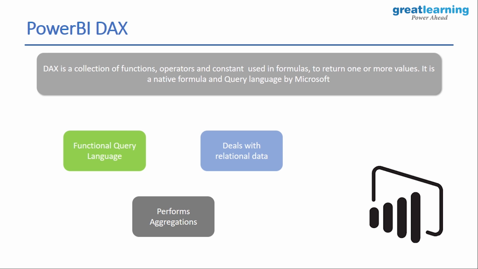To start with, DAX is a functional query language. So you can basically create certain functions and bring out certain functions that you want to generate results. It deals with relational data. Yes, obviously, if you talk about something like Power BI, we are always concerned with relational data, and it helps you perform aggregations. This is something we'll see as we get into the demo part.